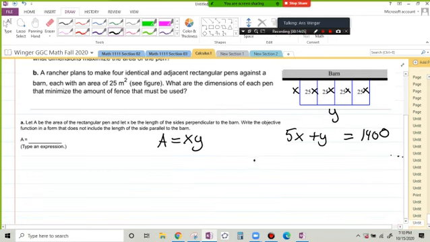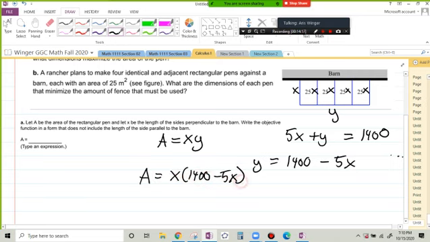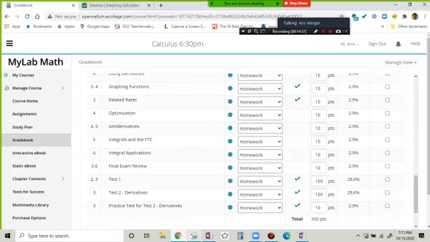And so we know the deal. Y is equal to 1,400 minus 5x. And the area is equal to X times 1,400 minus 5x. A is now a function of X. And I think in MyMathLab you can just go ahead and leave it like that. Did they ask us actually to solve this thing? Let's take a look.